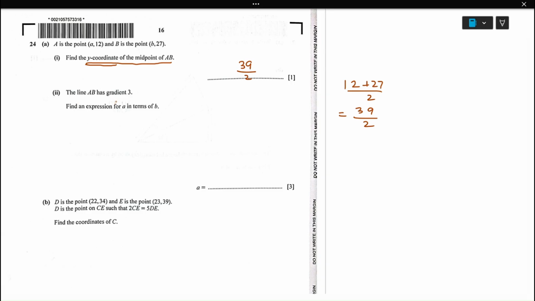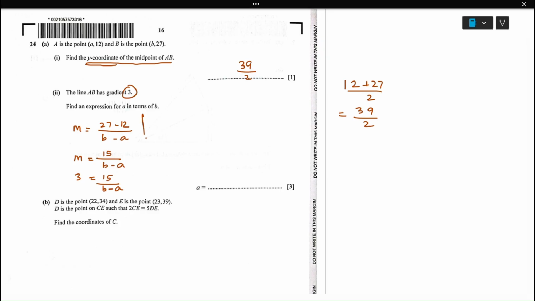Next, the line AB has gradient 3. Okay, so find the expression for a in terms of b. AB is the gradient, so the gradient is going to be the change of y. So first 27 minus 12 over b minus a. So m is equal to 27 minus 12, which is 15, so 15 by b minus a. The gradient is given, which is 3. Just substitute gradient m equal to 3 into 15 by b minus a.